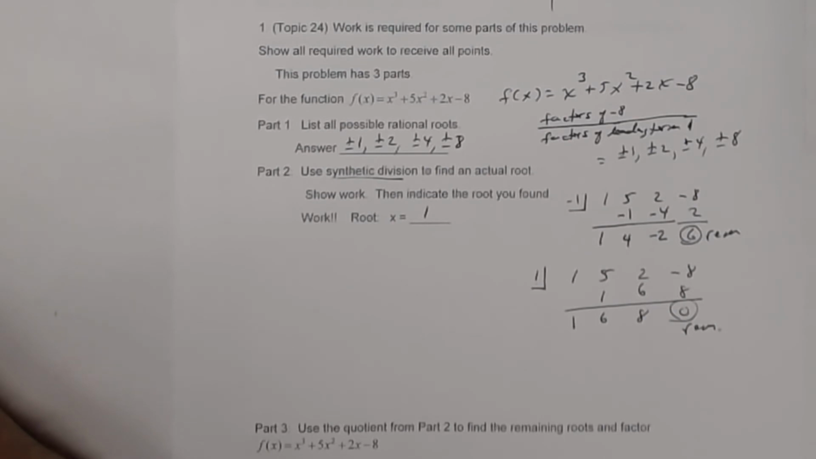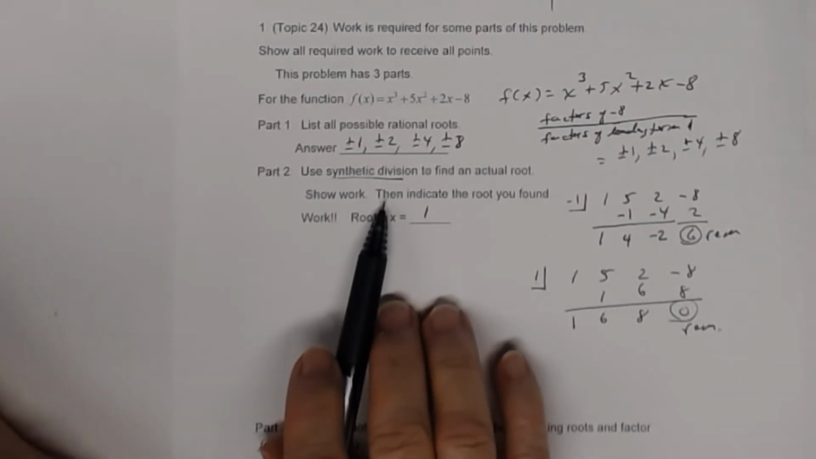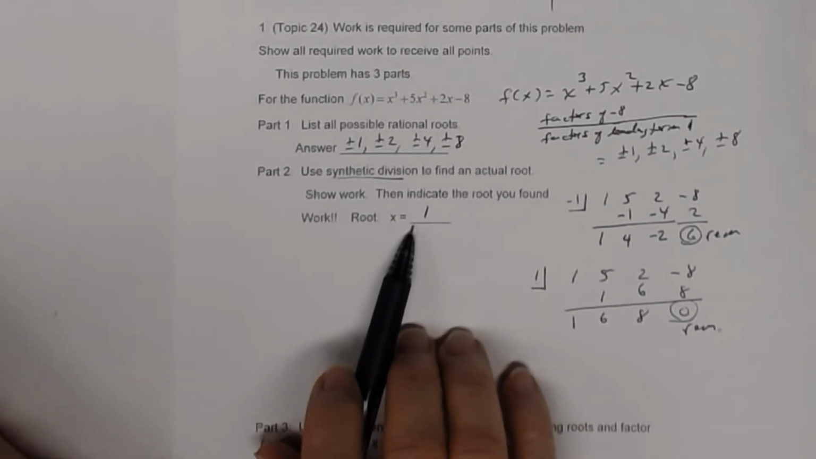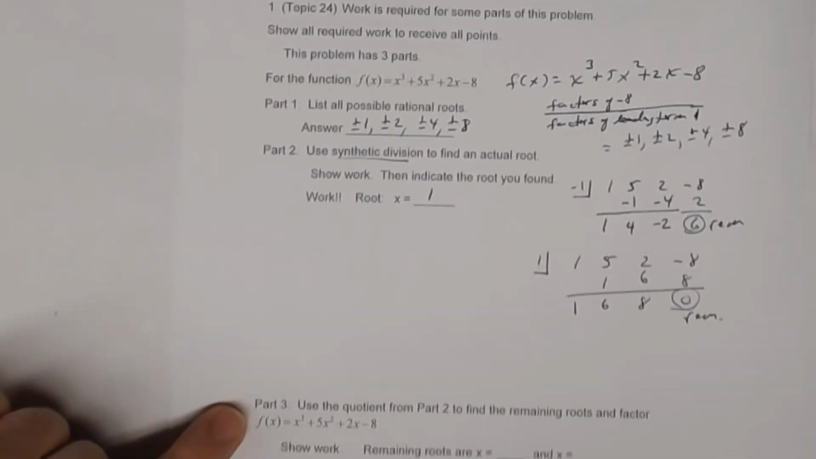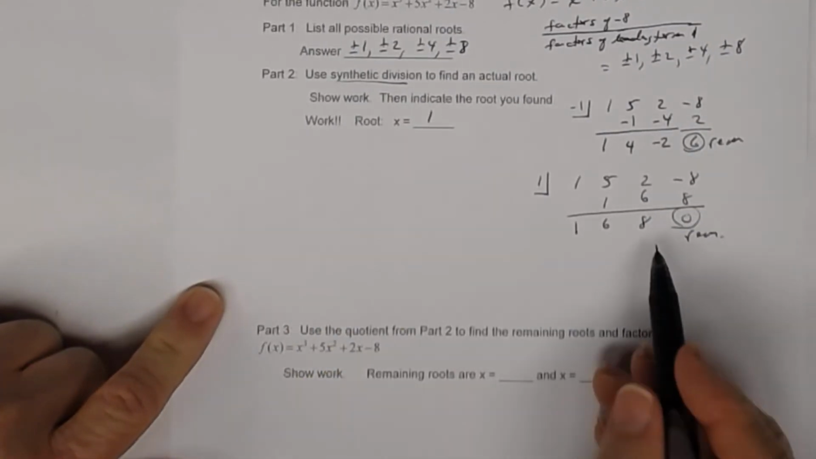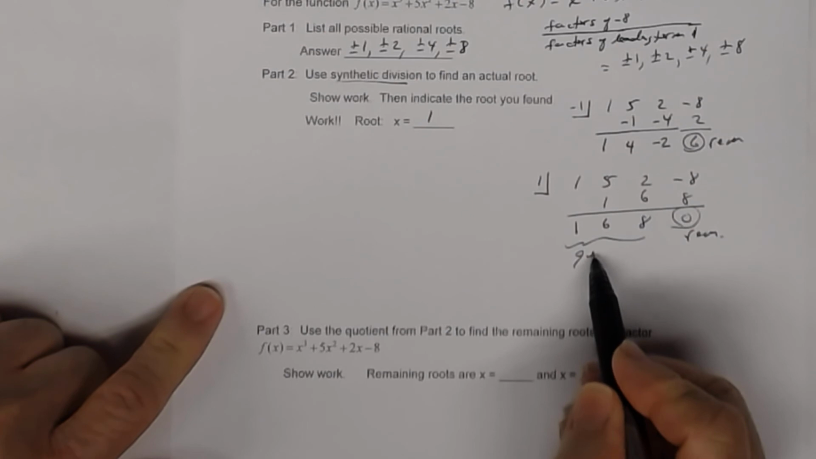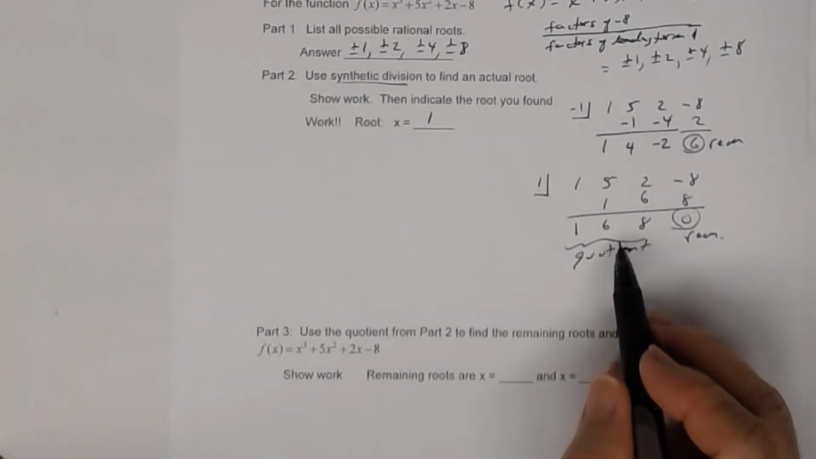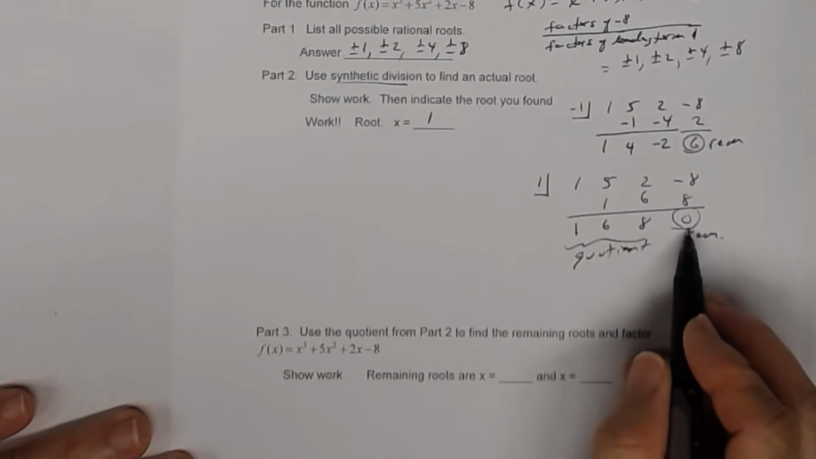Okay, so use the synthetic division to find an actual root. I did. Now, part 3 says use the quotient from part 2. So that's this right here. That's your quotient. So we're going to look at that polynomial that represents this now. So there's your quotient. That's your remainder.